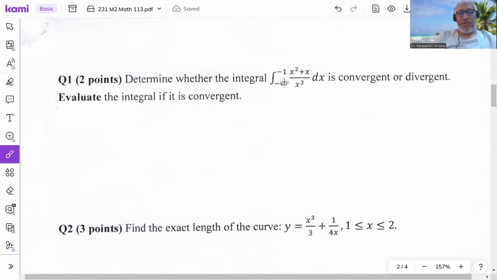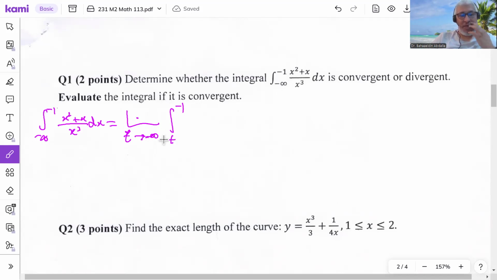So we know that if we have negative infinity or infinity, we have to write the integral as a limit. So the integral from negative infinity to negative 1 of (x squared plus x) over x cubed would be equal to the limit. We replace negative infinity by a letter, t or b or whatever, and take this letter to negative infinity if we replaced negative infinity, and to infinity if we replaced infinity.